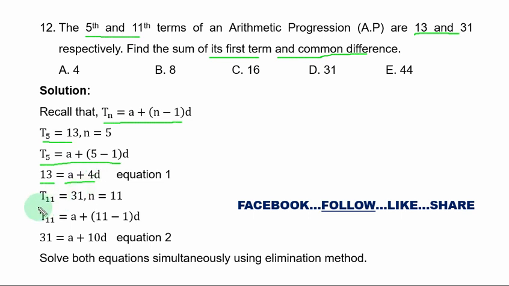The 11th term is 31. At that point, n is equal to 11. So t sub 11 is equal to a plus bracket open 11 minus 1 bracket close times d. The 11th term is 31 equal to a plus 10d. You can call that equation 2. Solve both equations simultaneously using elimination method.